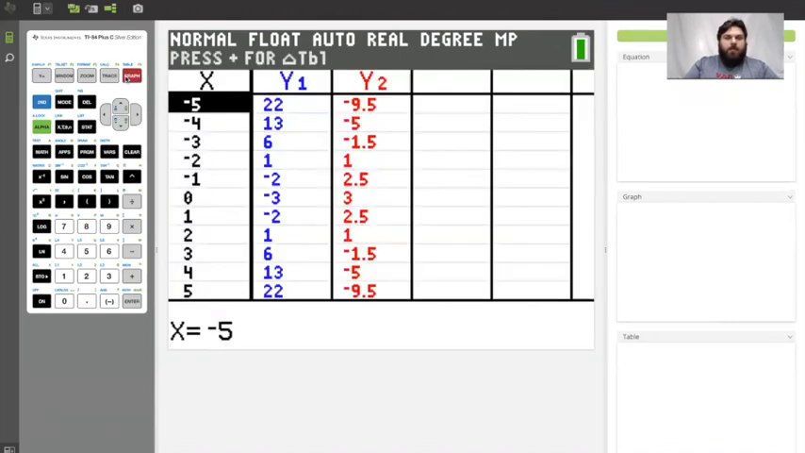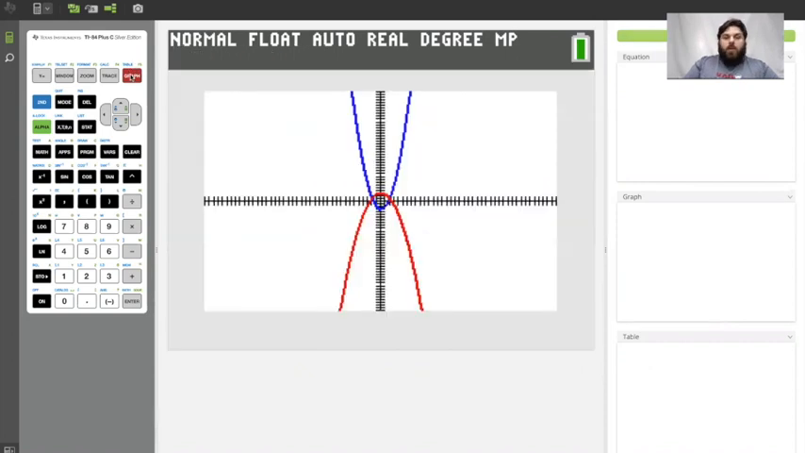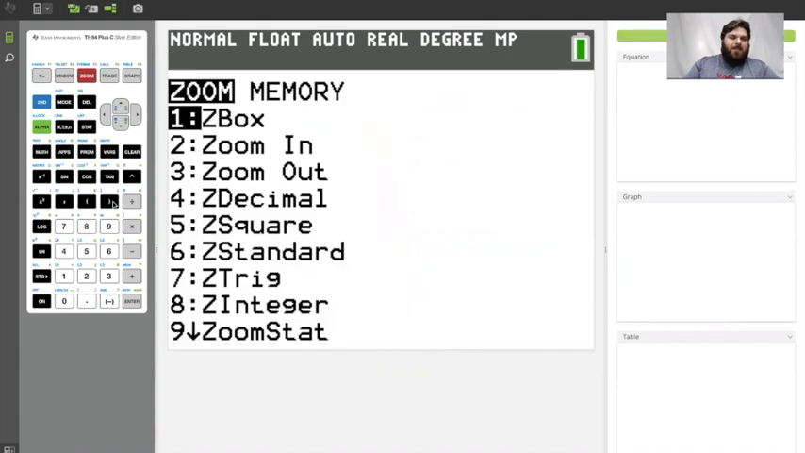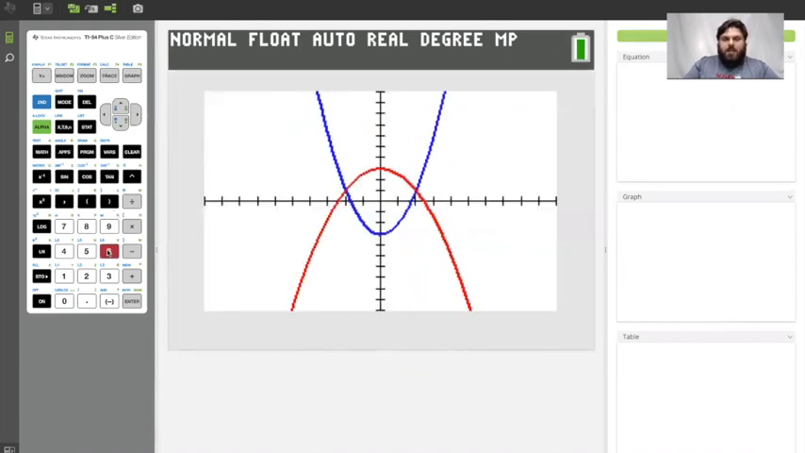I can look at the table to find the intersection. Remember, we're trying to find when the y's are the same. So when x is negative 2, the y's are both 1. And when x is 2, the y's are both 1. So it's negative 2 and 2. Those are the intersection points, negative 2, 1, and 2, 1. Again, you can look at the graph, but it's a little sketchy. That looks pretty clear there that it's negative 2, 1.